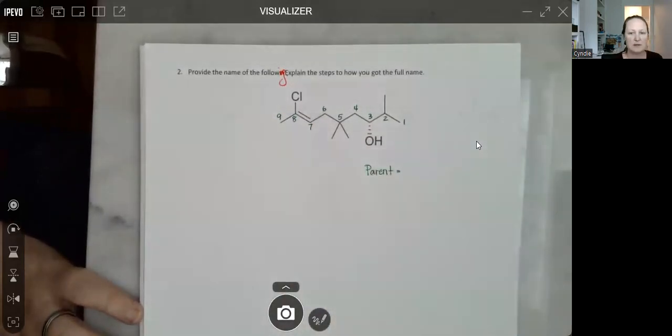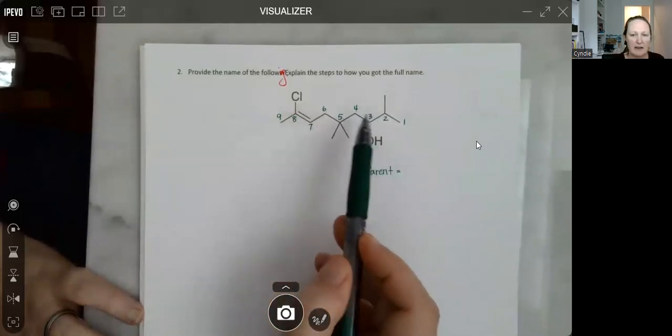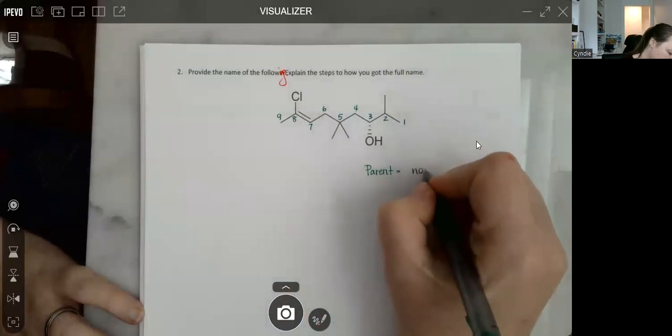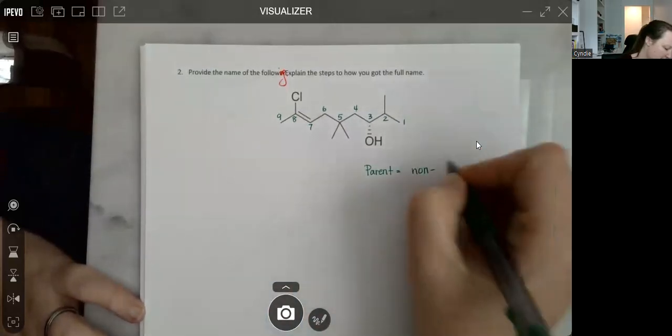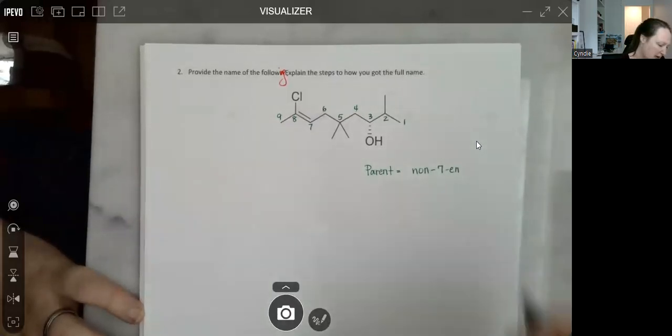right? So the prefix for 9 carbons is non, right? So NON. And then we want to call it a nonene because of the alkene, right? And then a nonenol because of the alcohol. And we want to go ahead and put in those locants as well for the alkene and the alcohol. So we have non, right? For the alkene, 7. So 7-ene and then 3-ol.